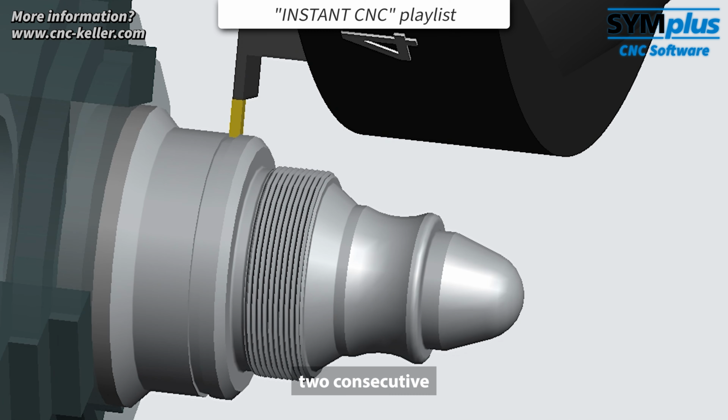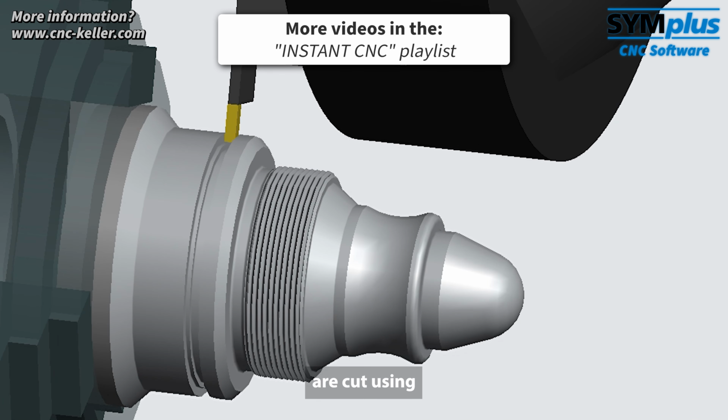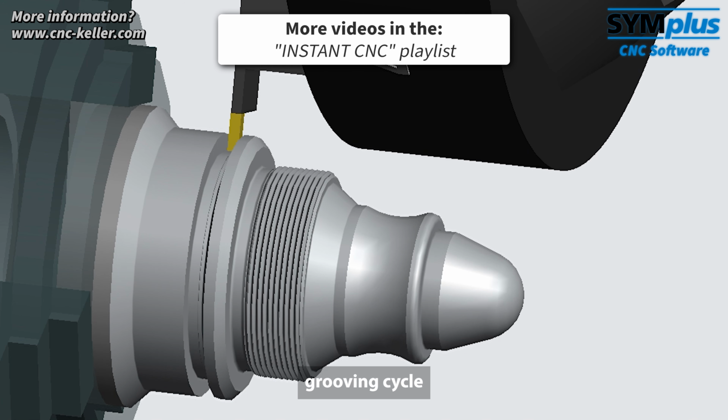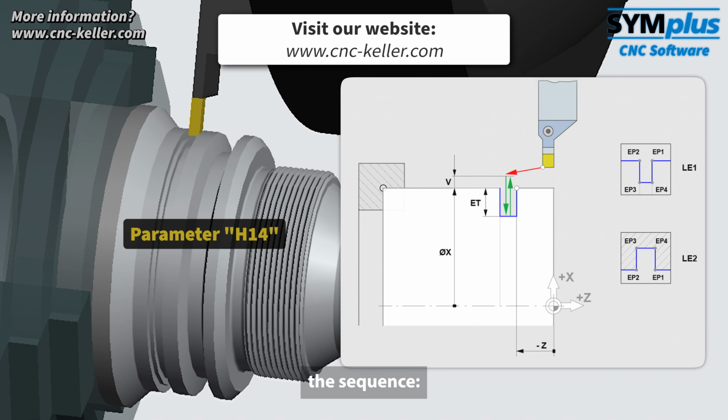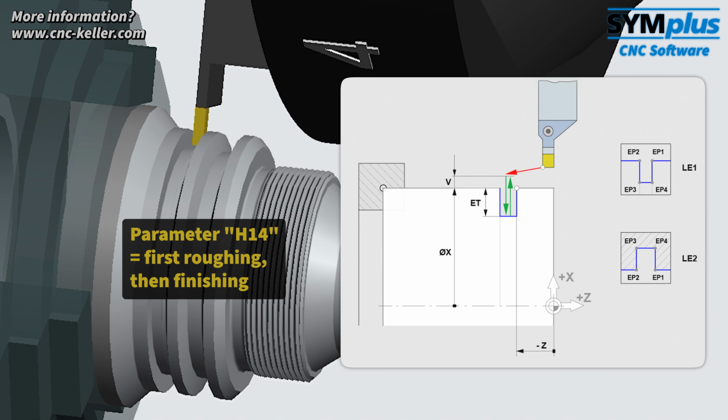To finish, 2 consecutive 5 mm deep grooves are cut using the radial grooving cycle G86. Parameter H, 14, defines the sequence, first roughing, then finishing.